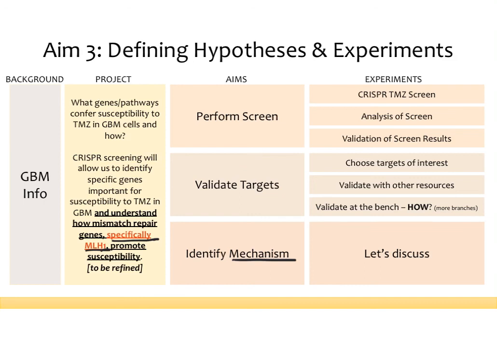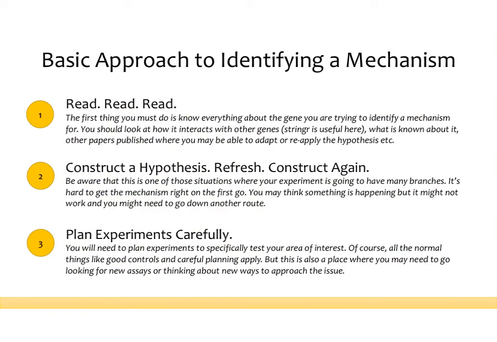So mechanism development is fairly difficult and it requires a lot of iterating. So today we're just going to discuss some basic aspects that might go into it. So when you develop a mechanism, some things to think about and the way to approach it would involve first reading as much as you can about the gene. You really want to know everything that is known about the gene for which you want to identify a mechanism. You should look for how it interacts with other genes. So STRING might be useful here.